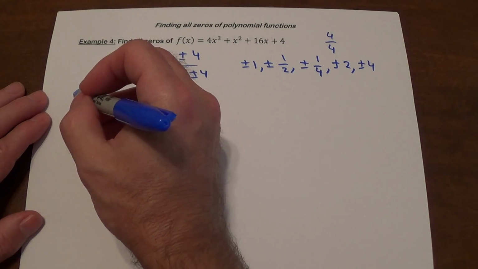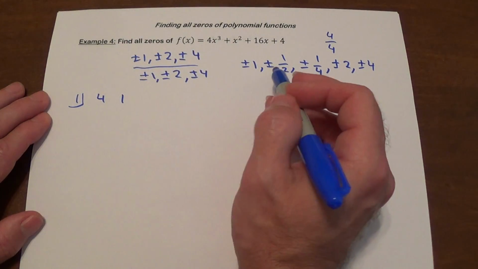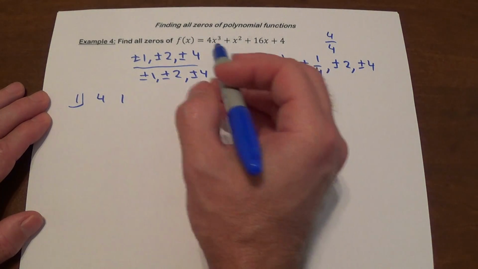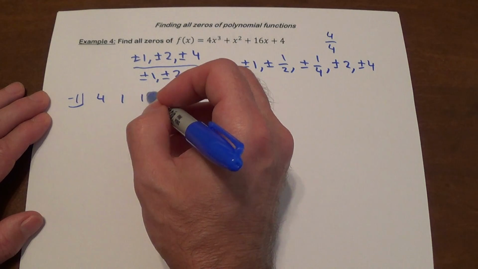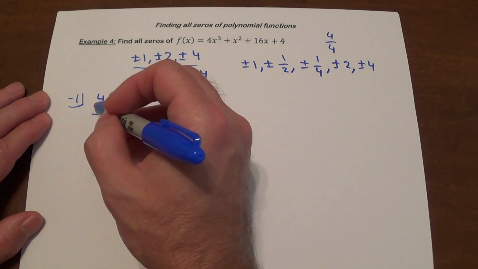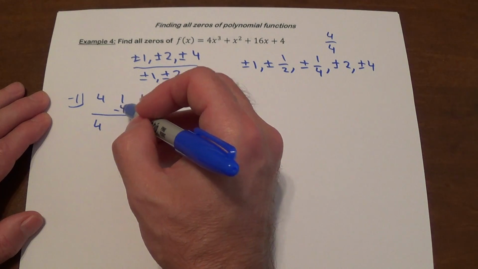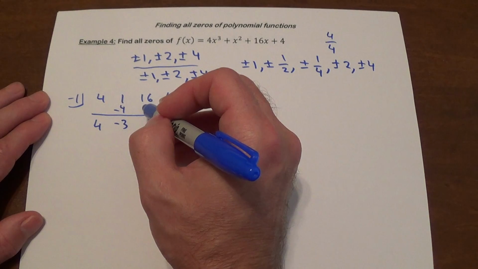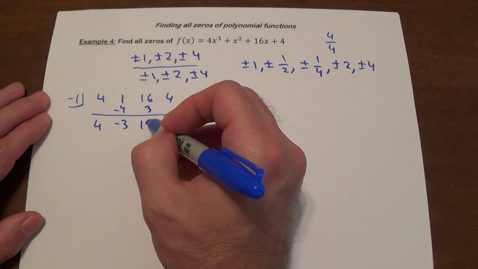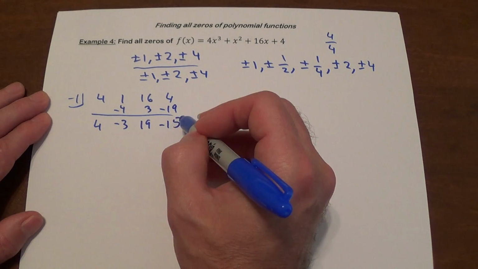Here is what's going to happen here. If you take 1, 4, 1, well, actually we're only going to try negative numbers because everything is plus, so let's try negative 1. 4, 1, 16, 4. So we're going to get 4, negative 1, I'm sorry, negative 4. That's going to give us negative 3. That's going to give us 3. That's 19, negative 19. Well, we don't have 0, it's negative 15. Not good.